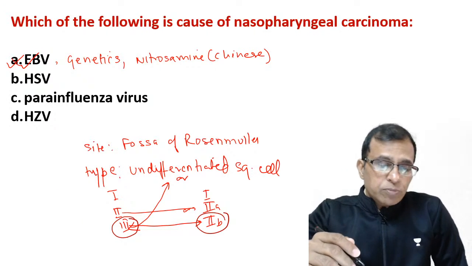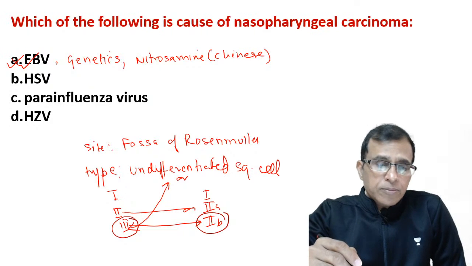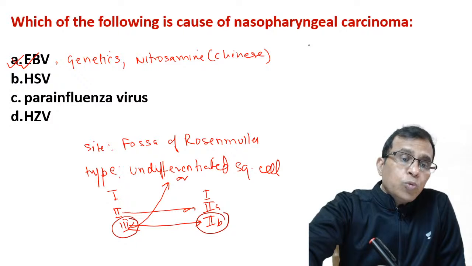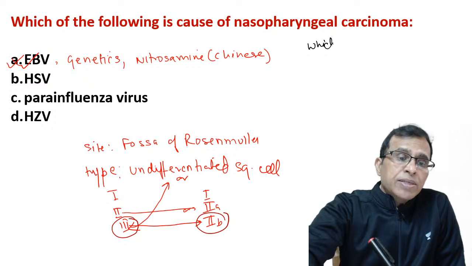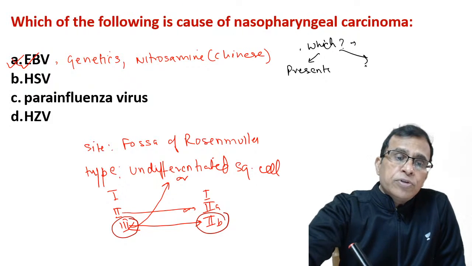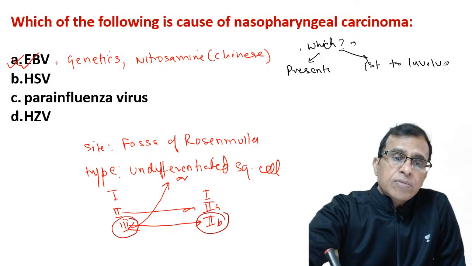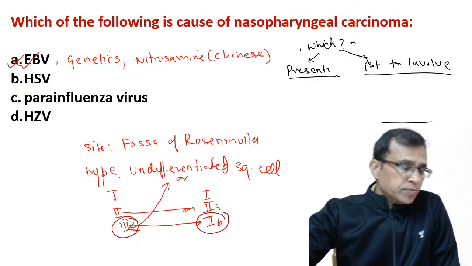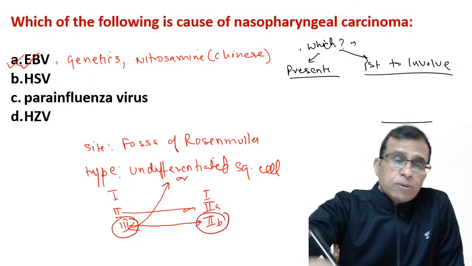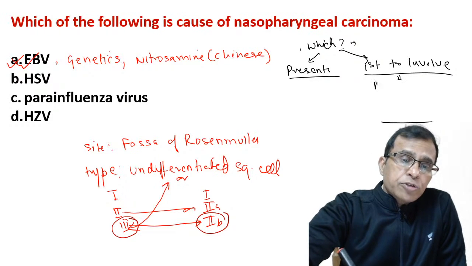And then we already know that the most common presentation is lymphadenopathy. Now regarding lymphadenopathy, which lymph node most commonly presents, and which lymph node is the first to be involved? These are two different questions and there are two different answers. In nasopharyngeal carcinoma, the first lymph node that gets involved is the retropharyngeal lymph node.